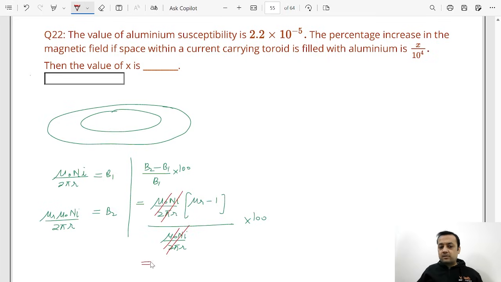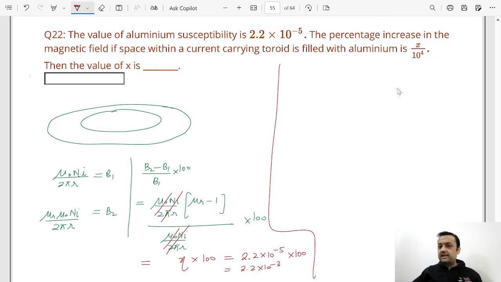Mu r minus 1. So relative permeability minus 1 is called susceptibility. And susceptibility was this 2.2 into 10 to the power minus 5. This multiplied by 100, this is what we are getting. This becomes 2.2 into 10 to the power minus 3. This is the answer. Now this answer has been represented as x upon 10 to the power 4. So x upon 10 to the power 4 is 2.2 into 10 to the power minus 3. So the value of x will be 22. I hope you have understood.